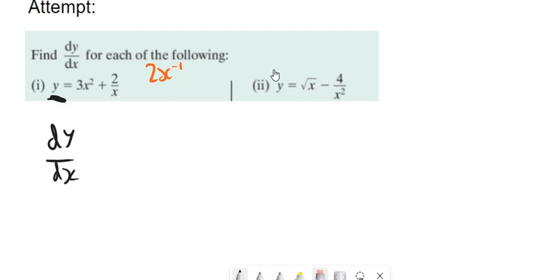And over here, you should hopefully know the square root of x is the same thing as x to the power of a half. 4 over x squared, then I do the same thing I did in the first one. That's the same thing as 4x to the power of minus 2. So if you want to have a look at them and try them in the video, I'll go through the answers.